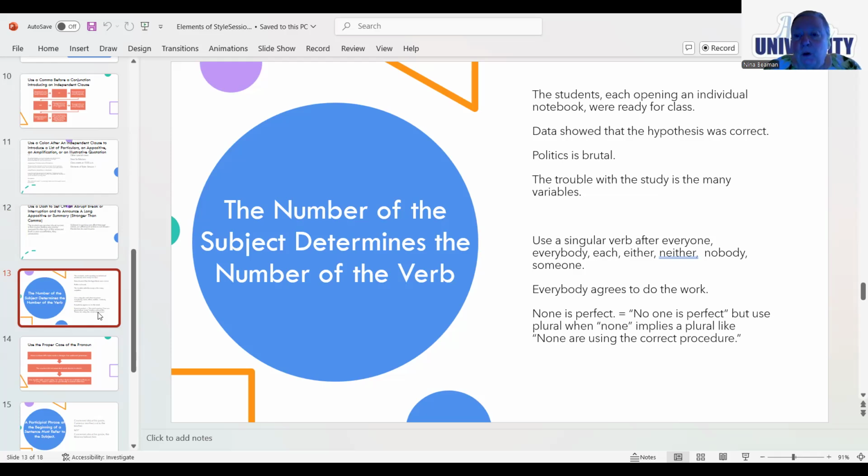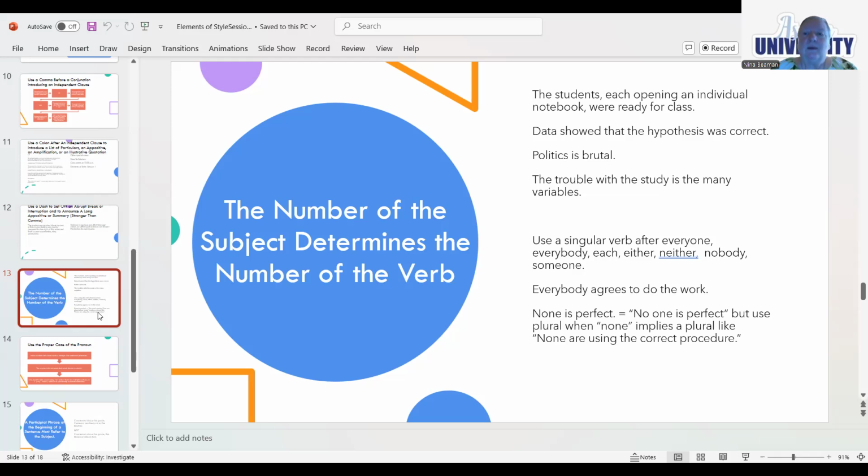Data is a plural word. Datum is a singular word, but whoever worries about datum, right? We worry about data. So remember that data should always take a plural verb. Data showed, they showed, the data showed. Politics, however, is a singular word. So politics is brutal.